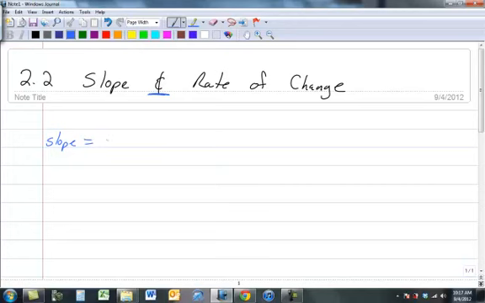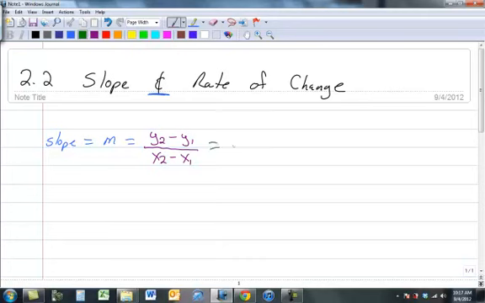Slope can also be represented by the letter m. I don't know why m is used. I didn't go and make that up, but m means slope. And then the formula to find slope is y sub 2 minus y sub 1. That's subscript to differentiate between one y coordinate versus the other y coordinate. And we got x sub 2 minus x sub 1.